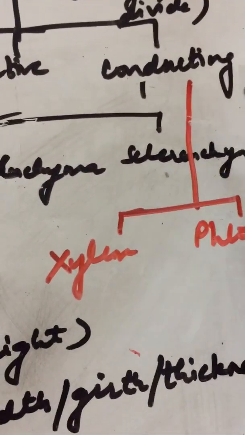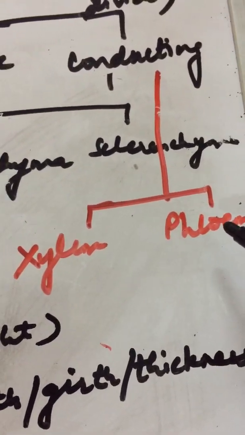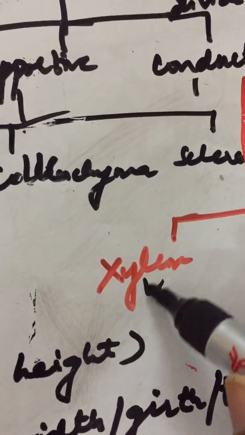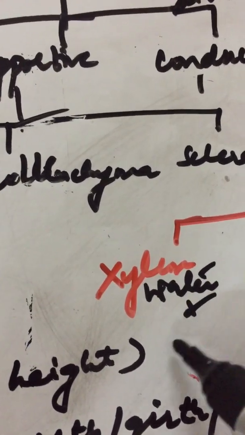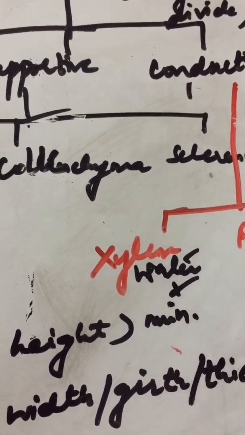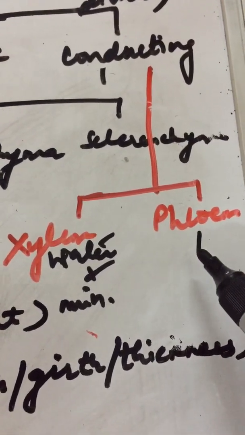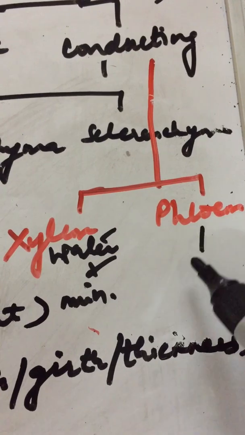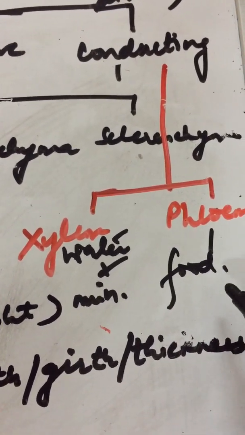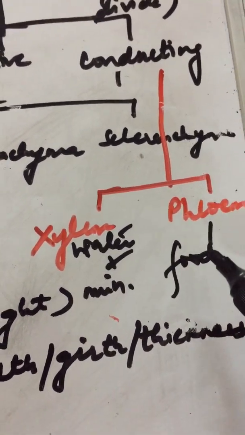Next we have conducting tissues. Conducting tissues are of two kinds, xylem and phloem. Now as the name says, conducting, xylem helps to conduct or carry water and minerals in a plant. From where to where? From the roots to upper parts of the plant. Whereas phloem helps to translocate. For food we use the word translocate. Manufactured food from the leaves to different parts of the plant. So conducting tissues are of two kinds, xylem and phloem.